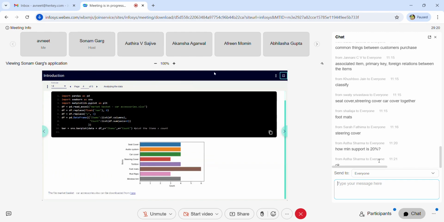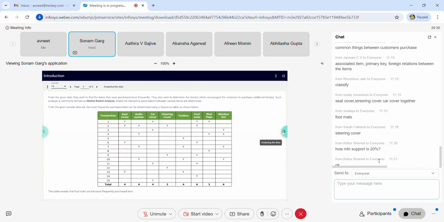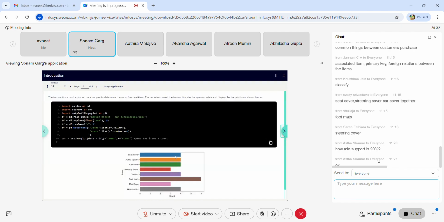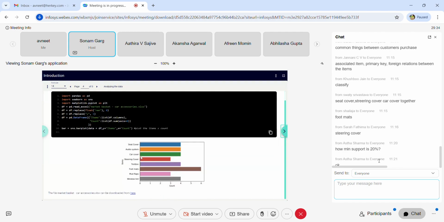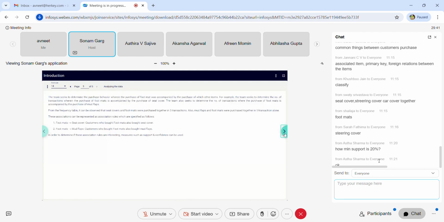This is a plot which tells us the same thing as we have seen in the last table, that the most frequently purchased item is foot mat. Depicting it graphically, this bar plot shows us that foot mats were purchased most often.